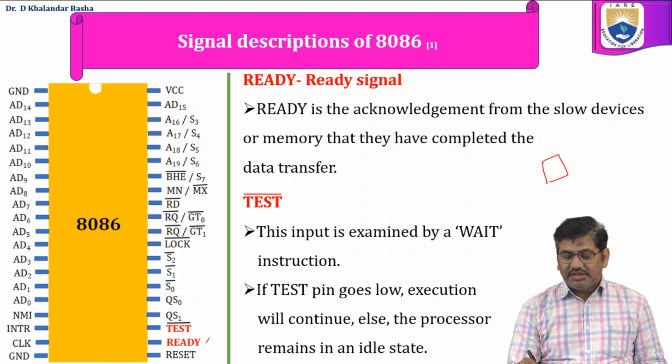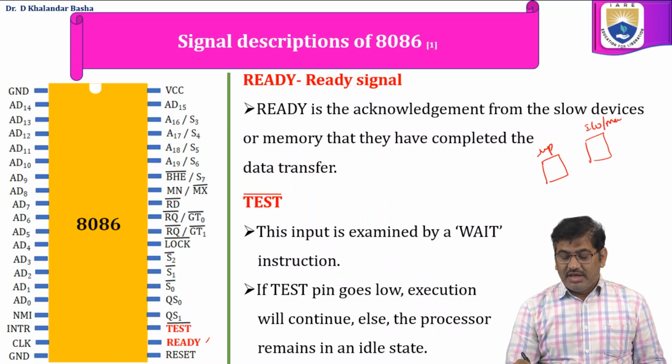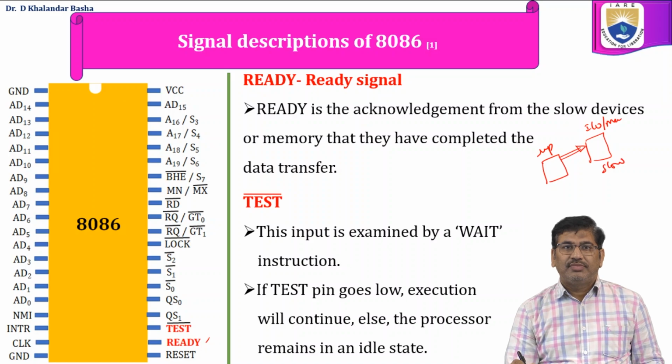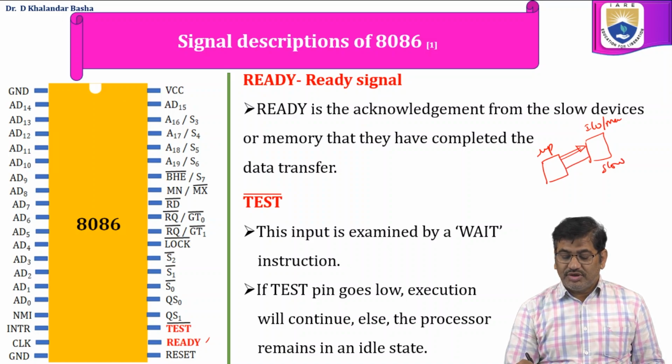As the processor is a high speed device compared to either memory or IO devices, the rate at which the processor performs an operation, either a read or a write operation, is not the same speed as these devices. The slow response devices will take more time. In that case, these slow response devices will give an acknowledgement to the processor indicating that the transaction initiated by the microprocessor has completed.